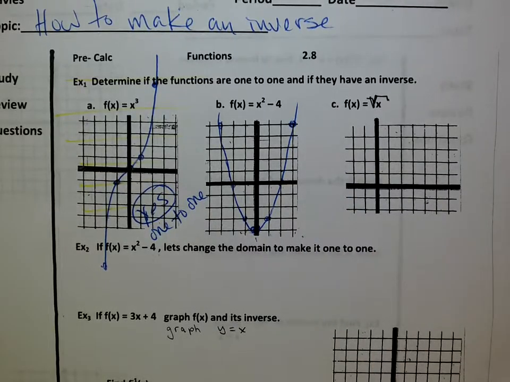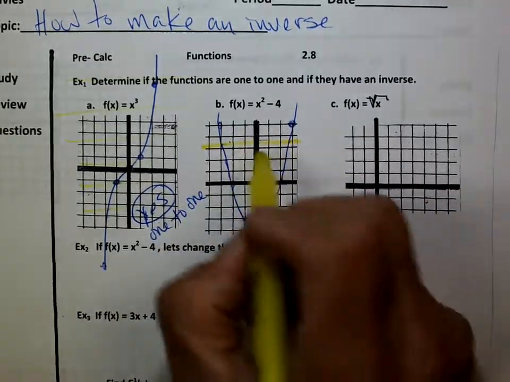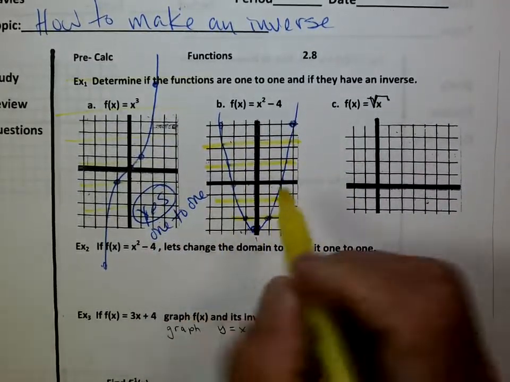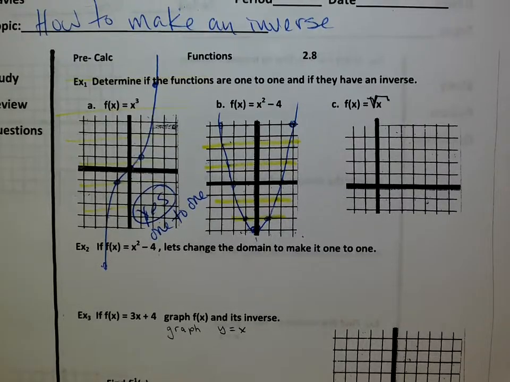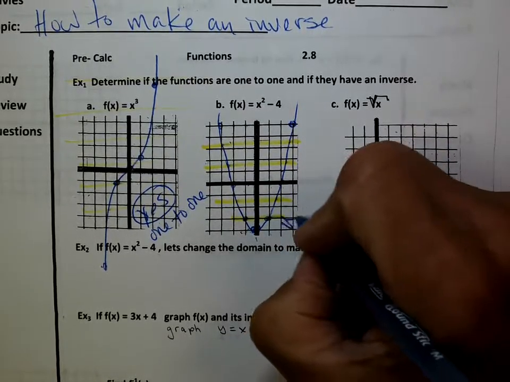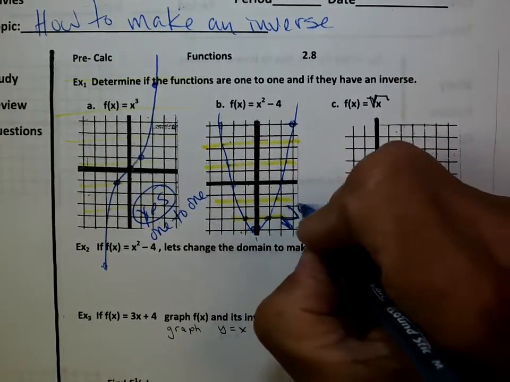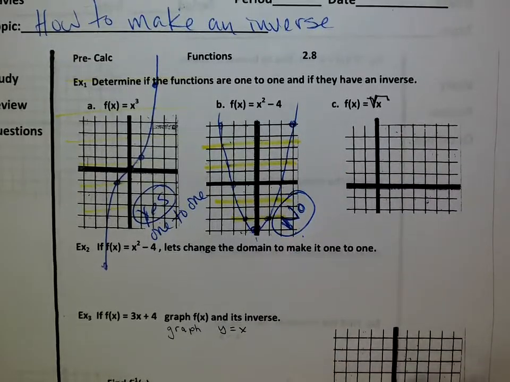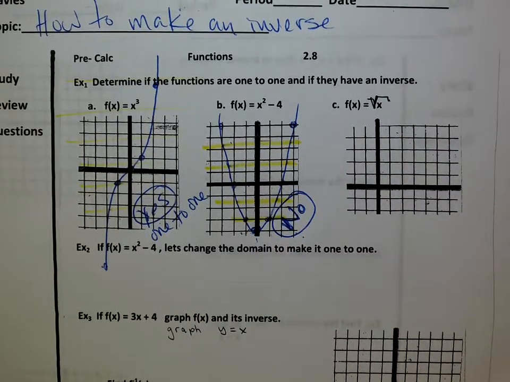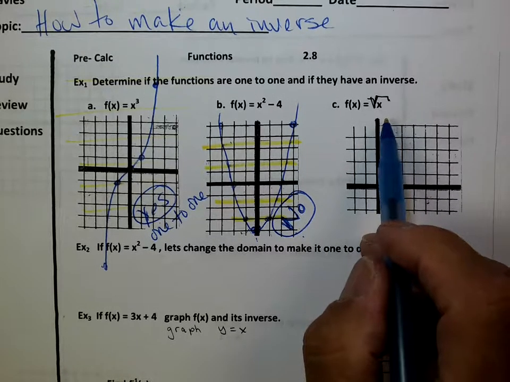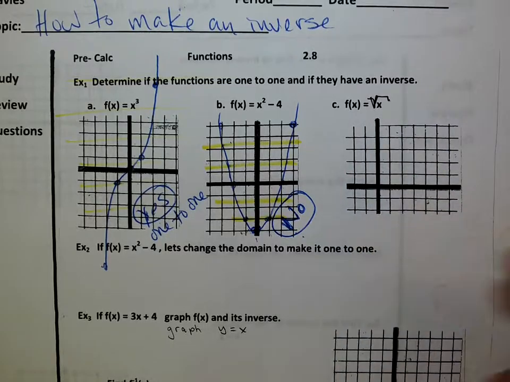Now, is this 1 to 1? No, right? This one's going to fail the horizontal line test. Boom, bad news, boom, bad news, bad news. So this one is no. It is not 1 to 1, so it will not have an inverse, okay? It won't have an inverse. Okay, am I going too fast or am I okay?